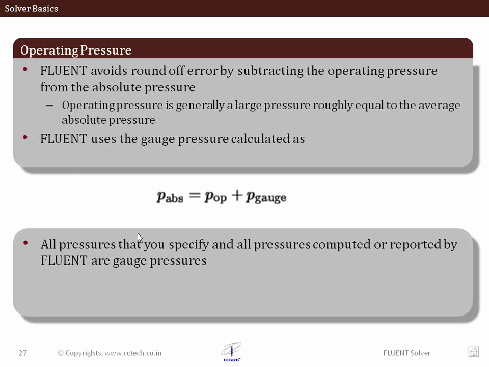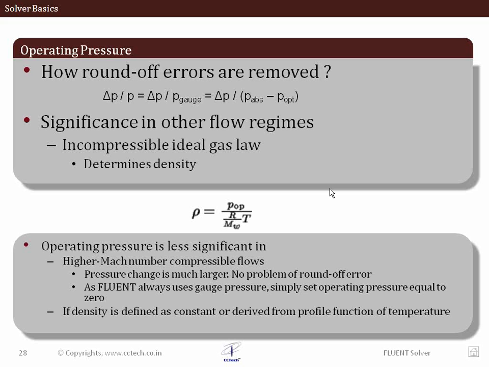So absolute pressure is defined as the operating pressure plus gauge value. So all the inputs that I give in Fluent will be in terms of the gauge pressure value. So this is especially important for reducing the round off errors which can be caused. You can also reduce the round off error, if you remember from the previous lecture, by using a double precision solver. So operating pressure has a great significance for reducing the round off errors, especially for low Mach number compressible flows.